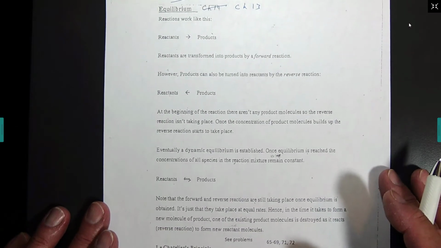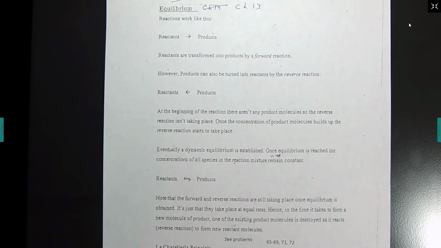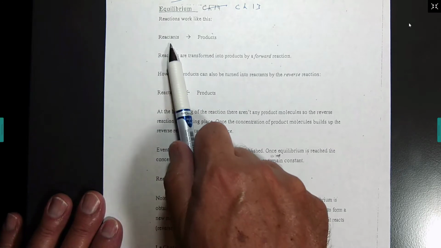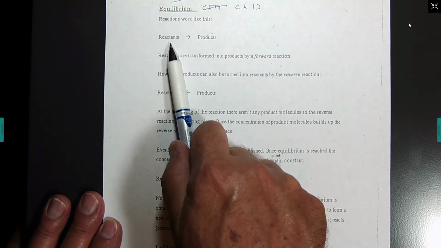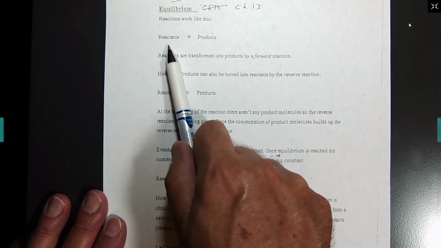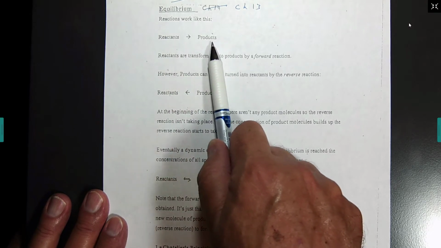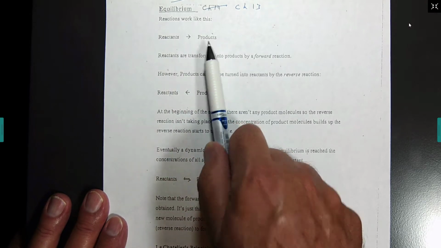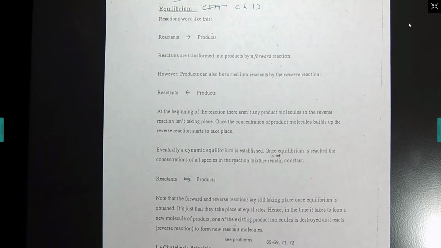Okay, so chemistry is all about making a product. Hopefully you've come to realize that. So how do you make a product? Well, you start with reactants, also known as starting materials, or sometimes they're called reagents. So you take your starting materials or your reactants and you turn them into products. Now, they're transferred into products by a forward reaction.